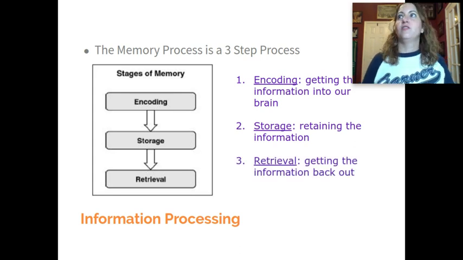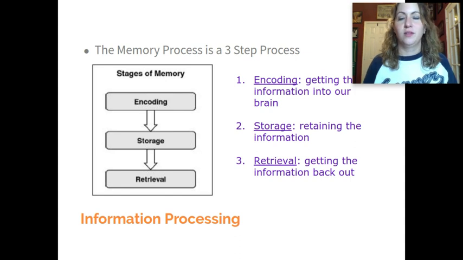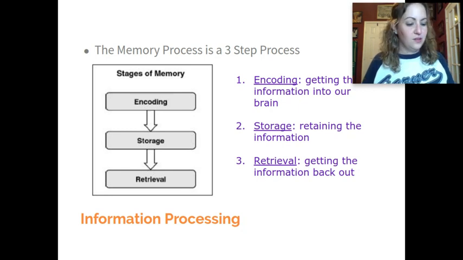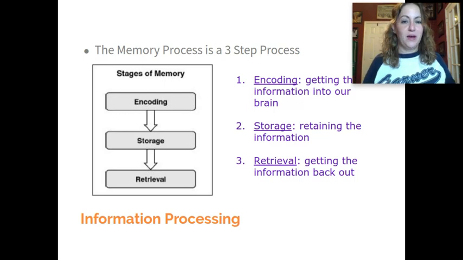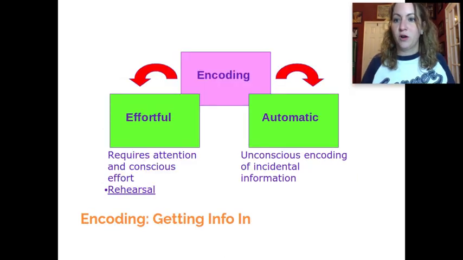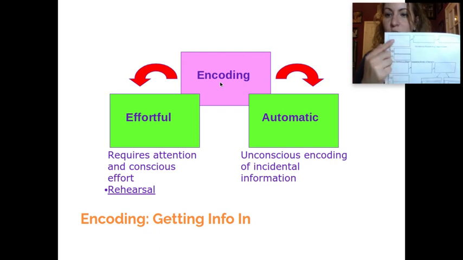Because what's the point of memory if you can encode it and store it, but then you can never get that information back out? Yeah, that's going to be a retrieval error. So it's getting the information and keeping it in and getting the information back out. So let's talk more about that first part, that encoding box, which was right here.